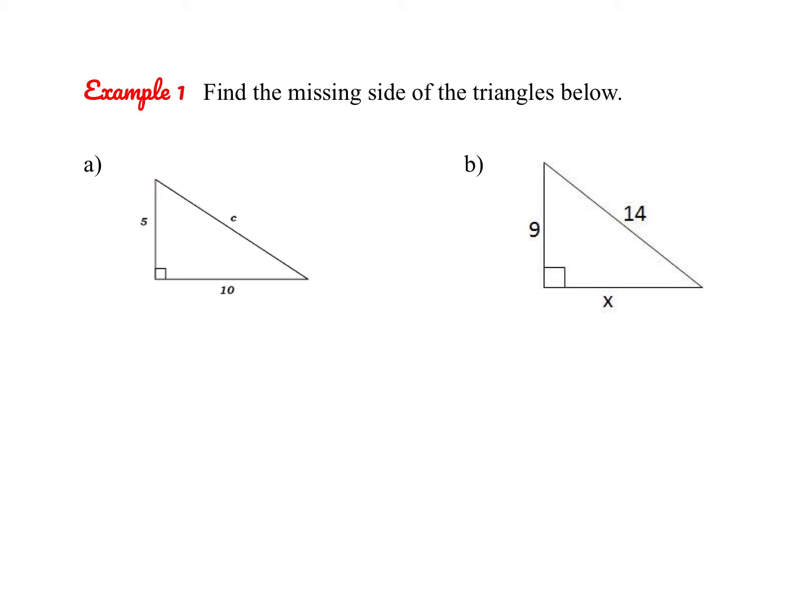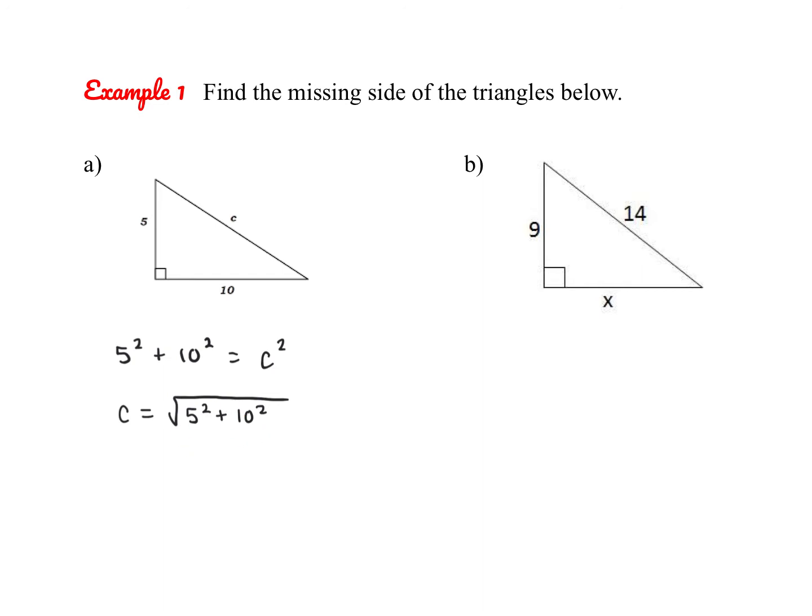Okay, so let's practice using this Pythagorean theorem. Here you can see we have a right triangle. It is important that you remember that it must be a right triangle to use the Pythagorean theorem. If it's not a right triangle, you can't use it. So you can see I'm given the two legs, and here we're finding the hypotenuse. So we could say 5 squared plus 10 squared equals c squared. So c is going to be the square root of 5 squared plus 10 squared.